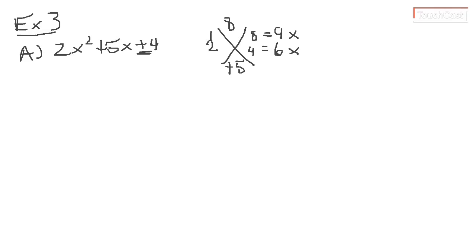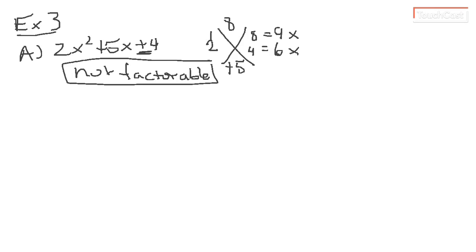So in this case, what we say is 2x squared plus 5x plus 4 is not factorable. There's no possible way to factor that. Let's look at 3b.